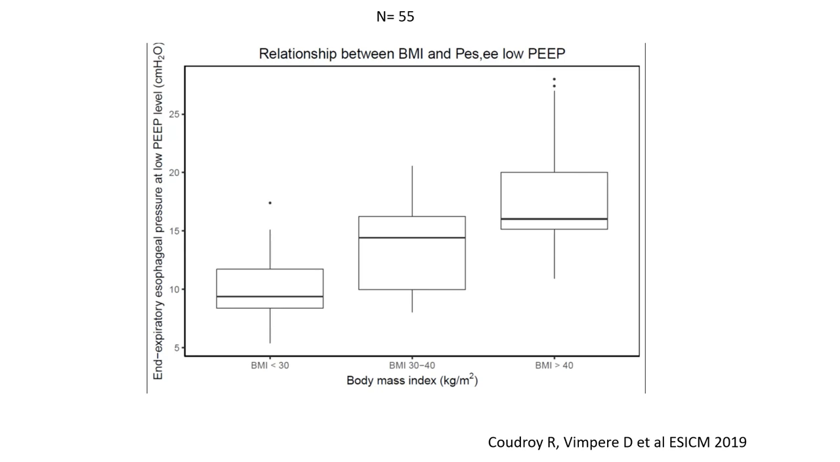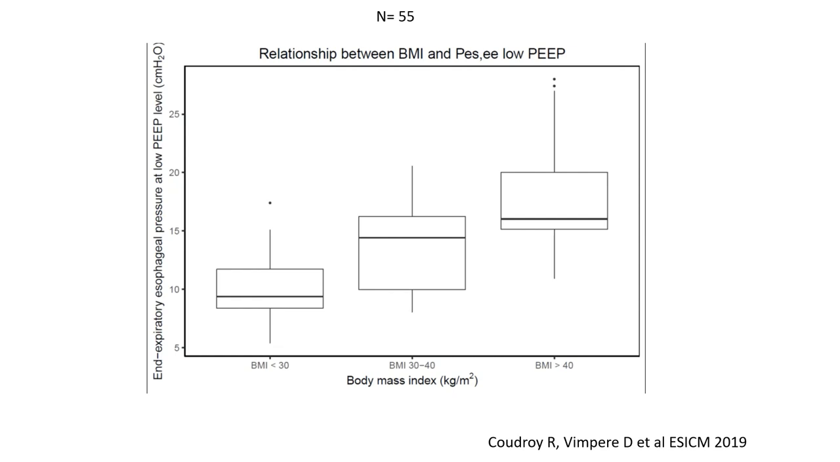And look at this data. We collected a relatively large series of patients with ARDS with all ranges of BMI, from normal BMIs to obesity, which is BMI between 30 and 40, and what is called morbidly obese patients or severe obesity above 40. There was a very strong correlation between the BMI and this absolute value of esophageal pressure, which I showed you. So the higher the BMI, the higher the pressure in the chest.